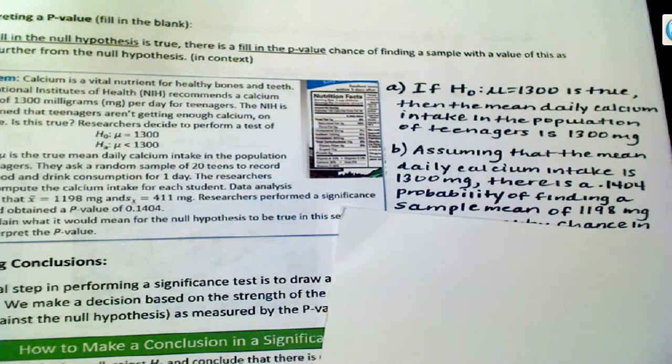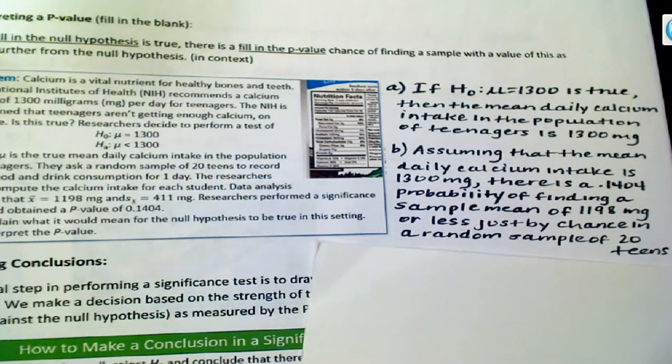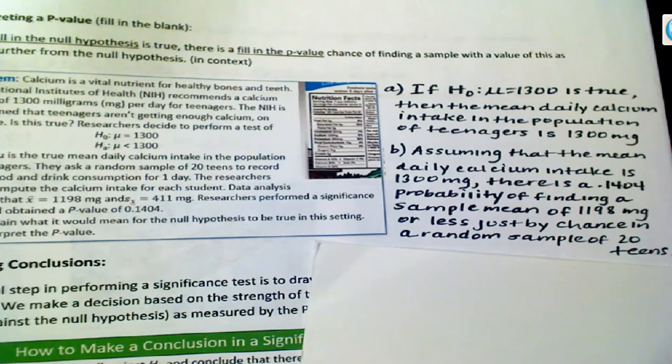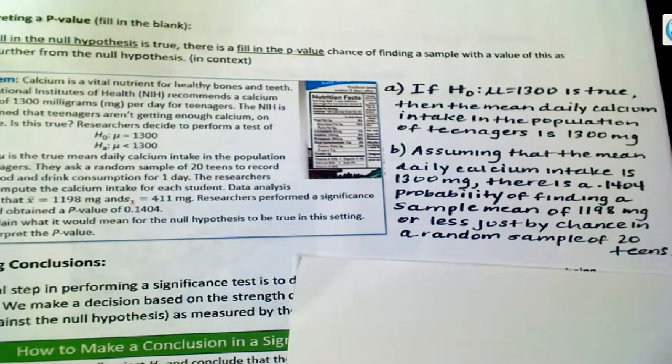Okay, so we've talked about how you set up the hypothesis statement, and we've talked about what a p-value means. Now we're actually going to do something with that p-value. We're going to make a conclusion with it, okay? So that's the final step.